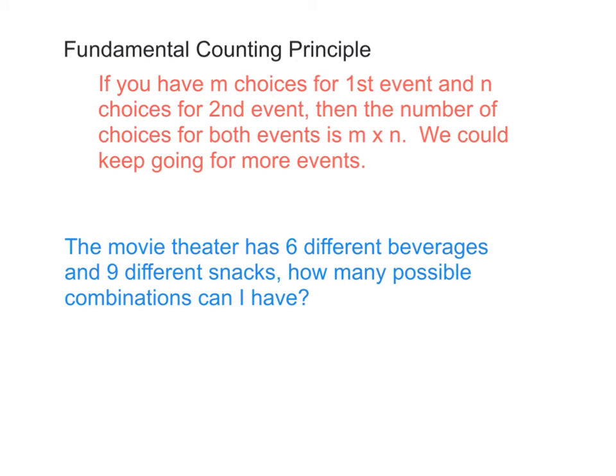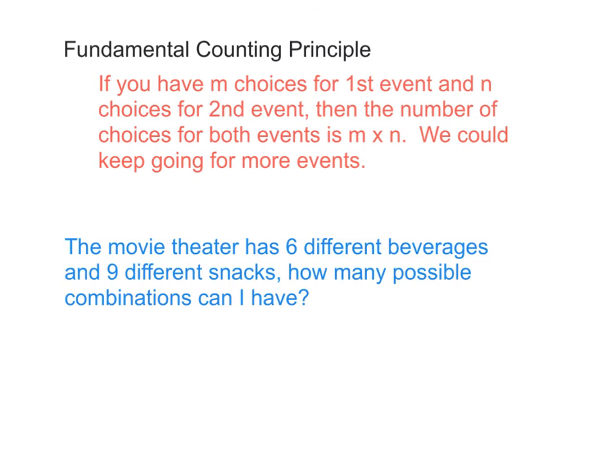What we just learned is called the fundamental counting principle. It says if you have m choices for the first event and n choices for the second event, then the number of choices for both events is m times n. Obviously, we can keep going for more events, like we did when we took into consideration the first 3 seats in a movie theater. That would have been m times n times whatever other variable you wanted to use.